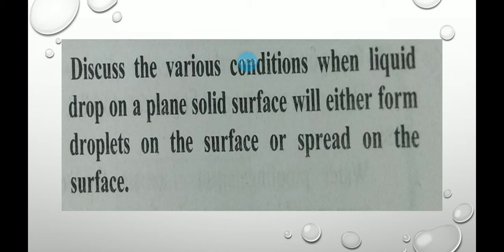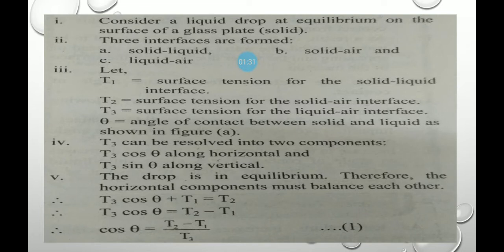This expression we will see here. Here we have considered a liquid drop at equilibrium on the surface of a glass plate. Three interfaces are formed: solid-liquid, solid-air and liquid-air. There are three interfaces. That means these three pairs are formed here: solid-liquid, solid-air and liquid-air.